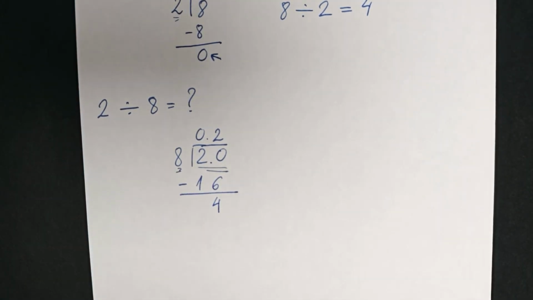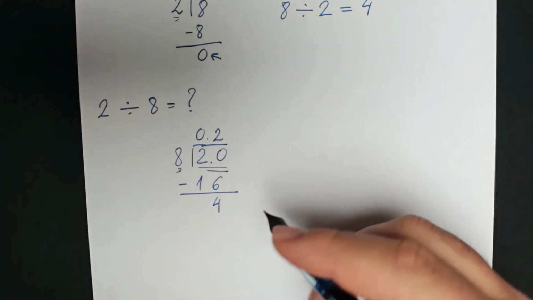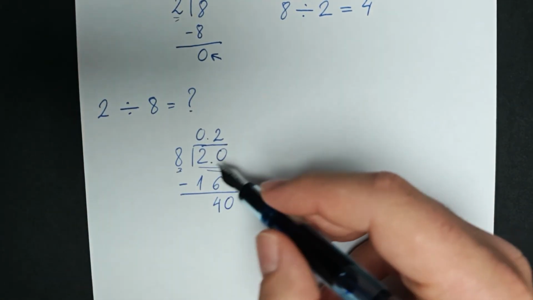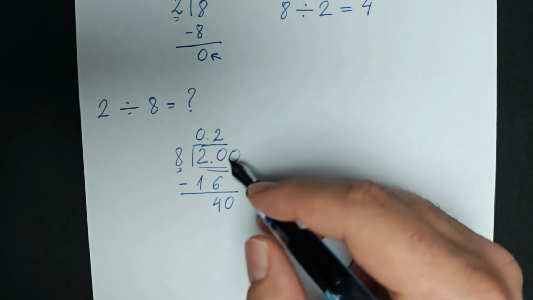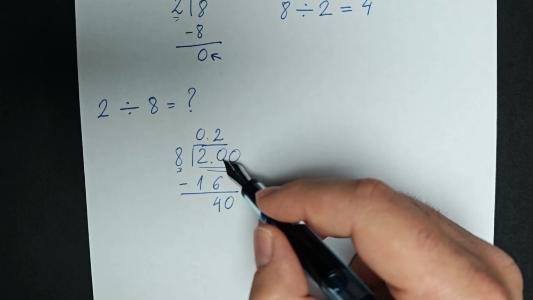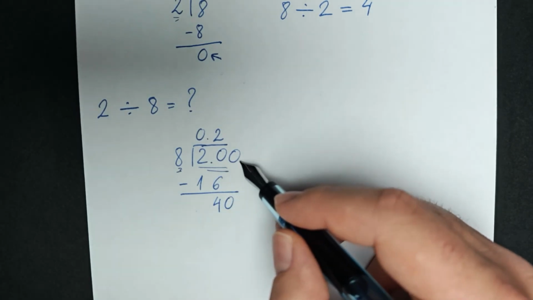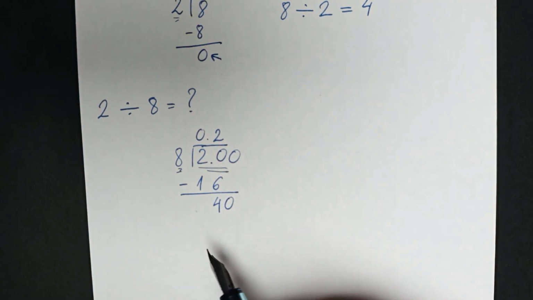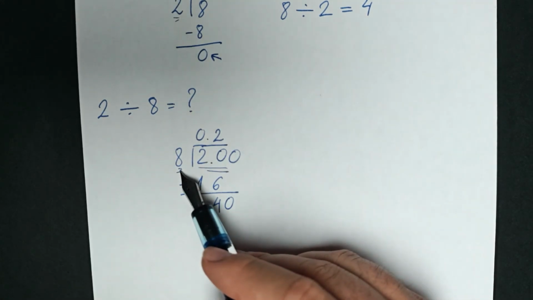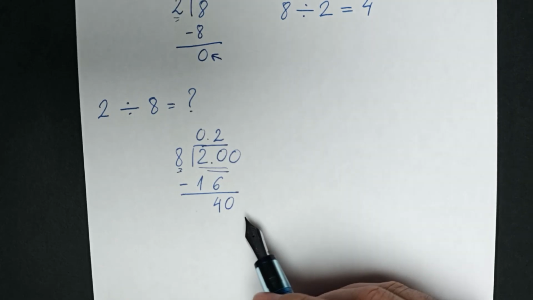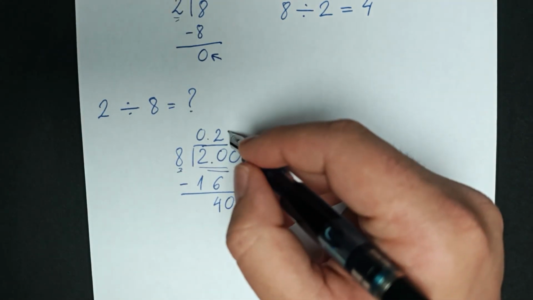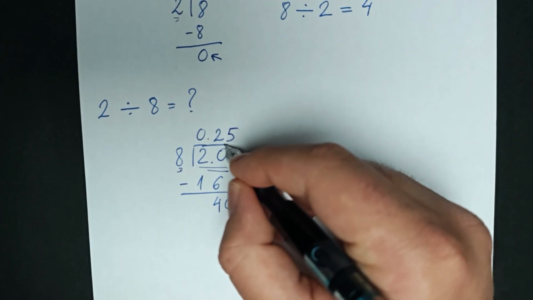We can continue because the number we got is 4. Now let's put here another 0. Of course, that 0 comes from here. Why is there a 0? Well, 2.0 is the same as 2.00. The question is, how many times is the number 8 contained in number 40? That is 5 times. So we are going to put number 5 up here.